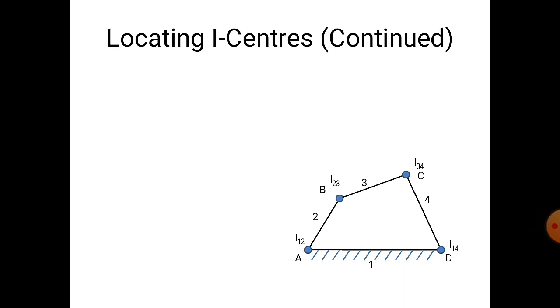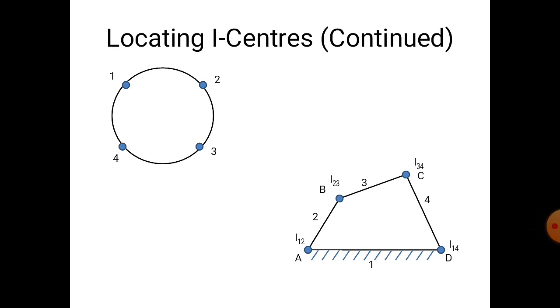For that, the first step is to draw a circle. You can draw the circle of any dimension. There is no need to consider any scale. Mark a number of points on the circle equal to the number of links. In this case we have 4 links, that's why I have marked 4 points on the circle. Number the points 1, 2, 3 and 4.